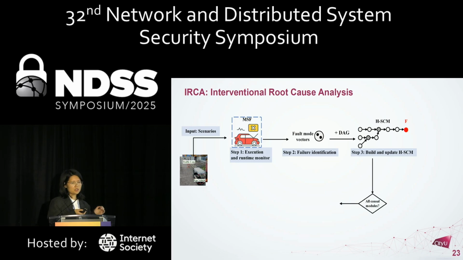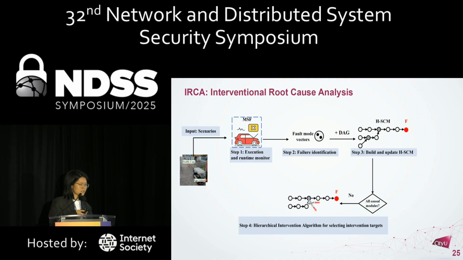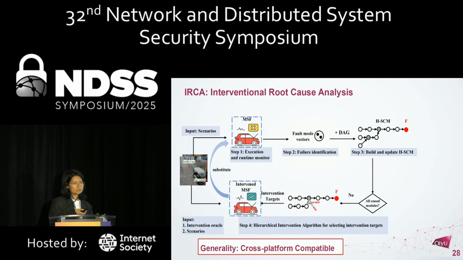But just knowing the structure isn't enough, because sometimes a module looks faulty because it's getting wrong inputs from another. So to find the real root cause, we propose an intervention algorithm for selecting intervention targets and removing irrelevant modules, and it returns intervention targets. Then we perform the intervention on the potential causal modules by changing their output to see how the system reacts.